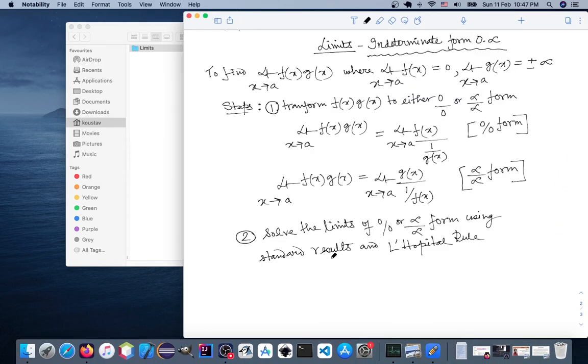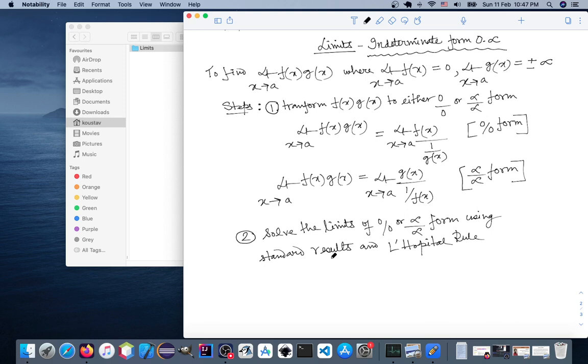Okay, so let's get started. As you know, finding limits of indeterminate form is like we will be given a function f(x) into g(x), with x tending to a, where we will find that limit as x tends to a of f(x) will be 0 and limit as x tends to a of g(x) will be plus or minus infinity. So the steps to solve this kind of problem is that first we transform f(x) and g(x) to either 0 by 0 or infinity by infinity form.